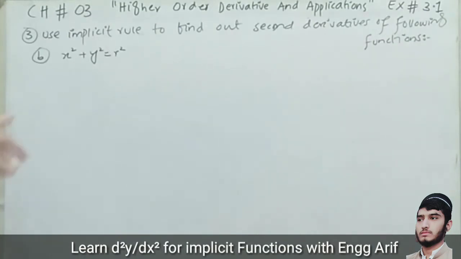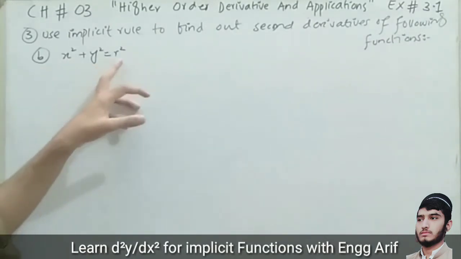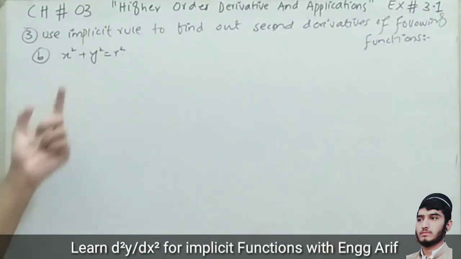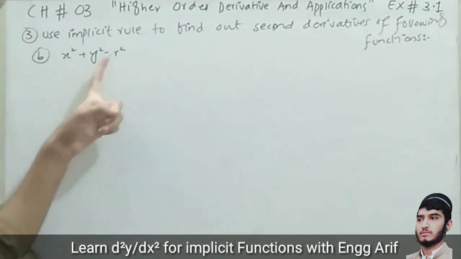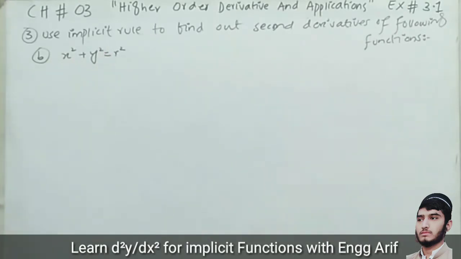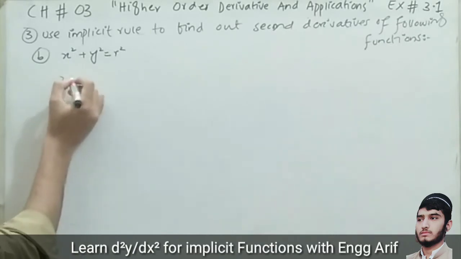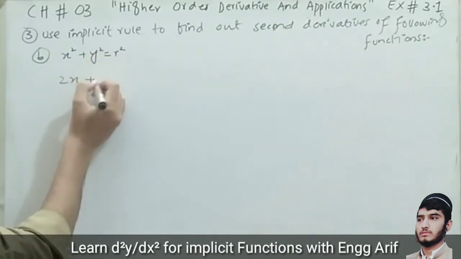Move to the next part, part number B. X square plus y square is equal to r square. Over here two variables. First variable is x, second variable is y, and r is a constant. Differentiate both sides with respect to x. So x square derivative will be 2x. Y square derivative will be 2y.